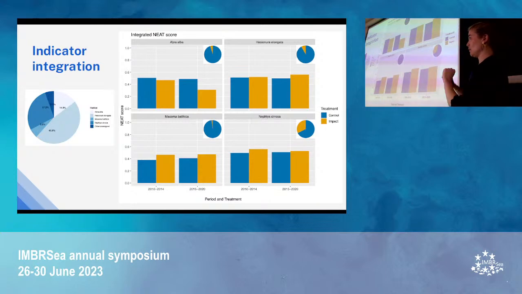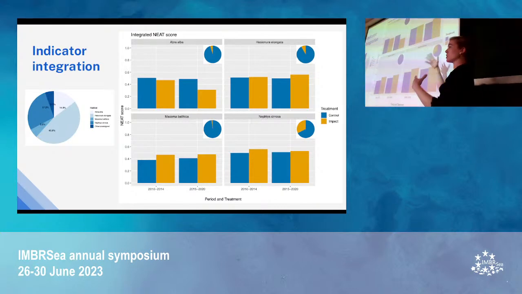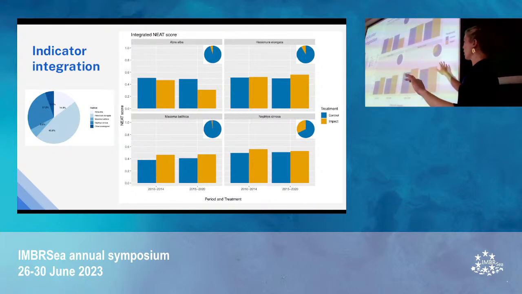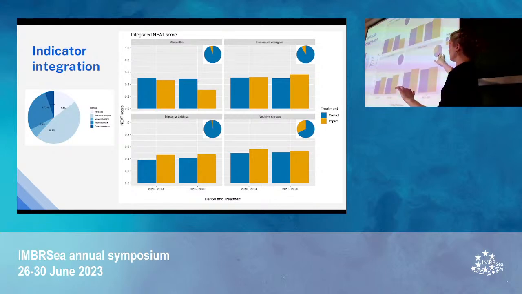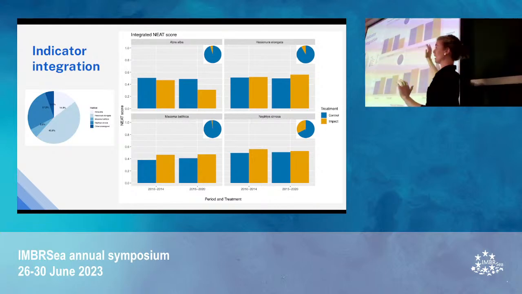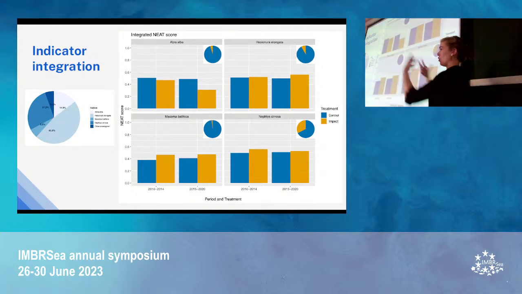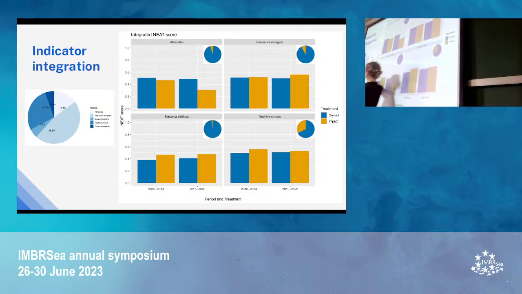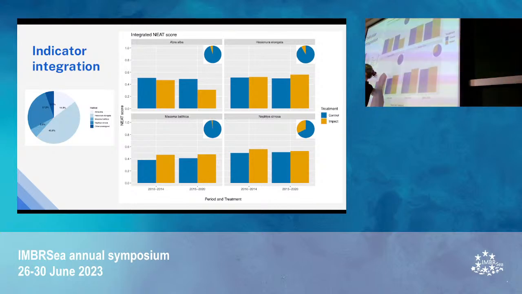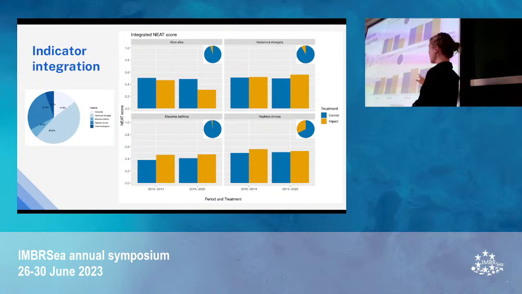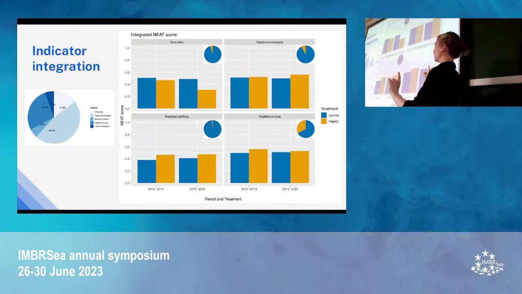I didn't explain this well enough the first time. The weight is about the area, the spatial extent of the control areas and impact areas within the habitat, and then the weight of the entire habitat in the overall score for the Belgian North Sea is done according to its relative size in the Belgian North Sea. Each indicator was weighed the same. Each habitat was not exactly weighed the same.